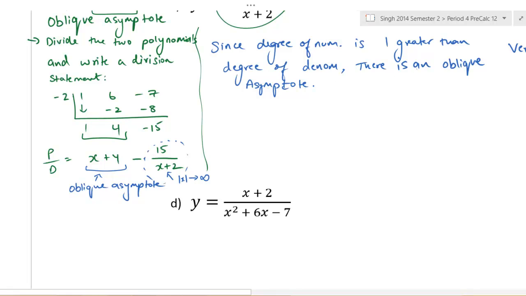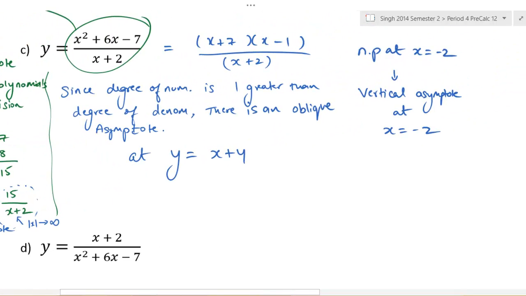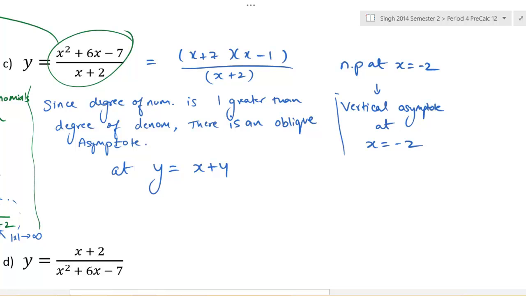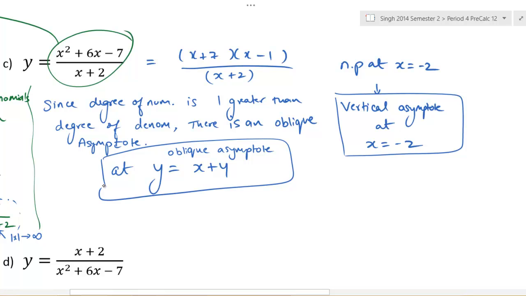So as a result, we say we have an oblique asymptote at y equals x plus 4. Now, of course, when you're writing this statement every single time, you don't need to give me that explanation every single time. You just need to recognize that this portion over here is going to be the oblique asymptote. So now you know how to figure out an oblique asymptote. So as a result, in this particular function, when you graph it, you're going to have a vertical asymptote at x equals -2 and an oblique asymptote at y equals x plus 4. Those are the two statements.